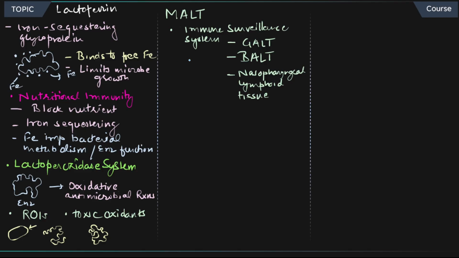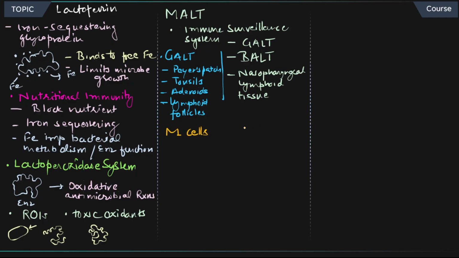Now let's talk about GALT. In this one, you have Peyer's patches, you have tonsils, you have adenoids, you have lymphoid follicles. These are all the components of the GALT. Okay. Moving further, let's talk about M cells. I don't know whether you have understood the M cells. What are their functions? Why are they called M cells? Let's talk about that. M cells are also known as microfold cells.